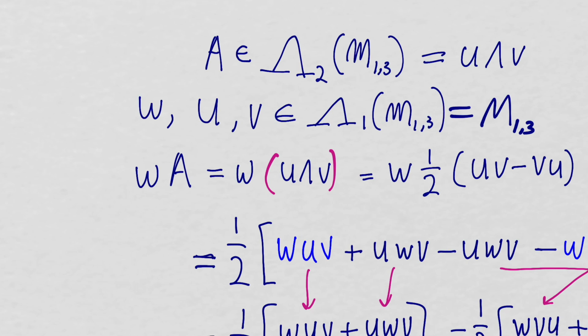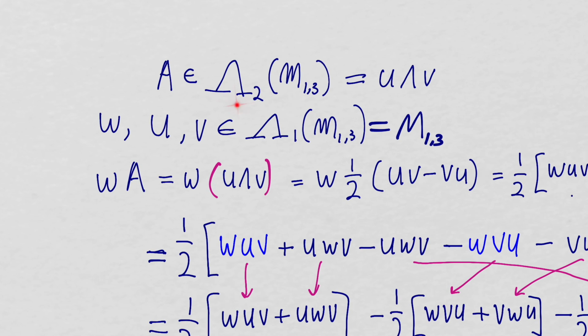So we'll just attack one very thoroughly, and then we'll wave our hands and assume some of the others. But the one we're going to attack is the vector times a bivector. So A is the bivector, so it's an element of the bivector subspace of our Clifford algebra. And we're going to say that that bivector is U wedge V.